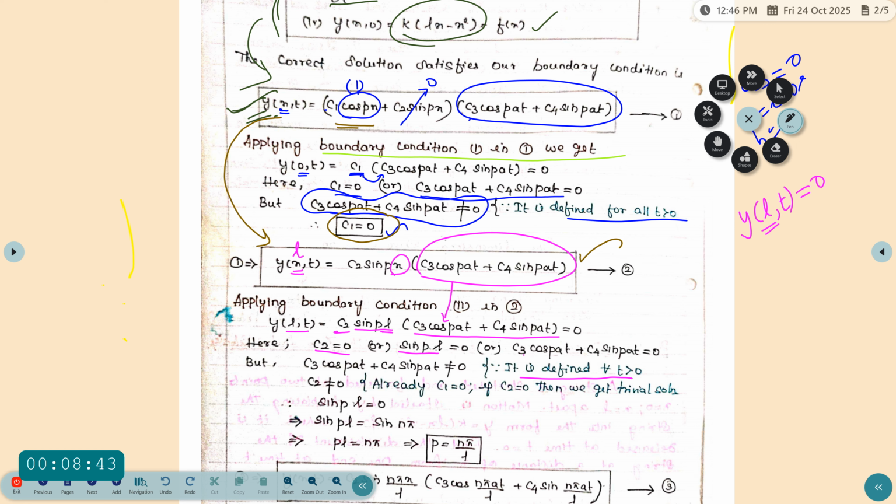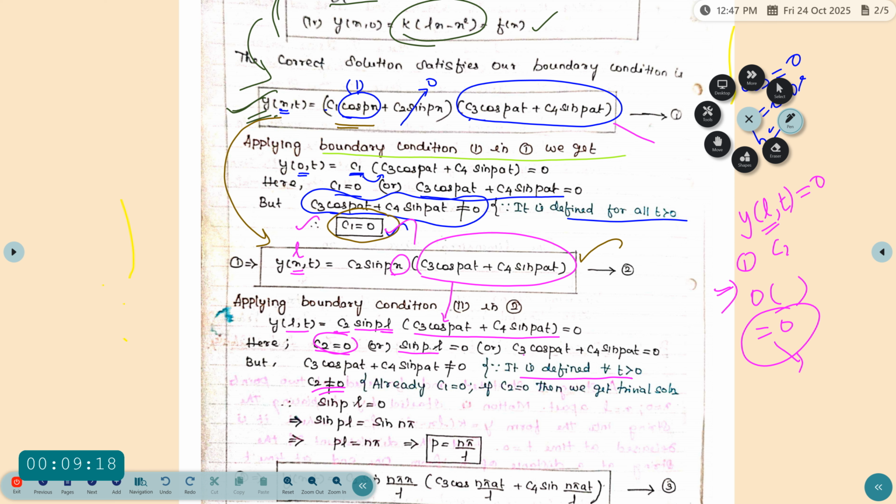But if C2 equal to 0, what can we get? Already we have C1 equal to 0. If C2 is also 0, there is no use because we get a trivial solution. See equation number 1. In equation number 1, if C1 and C2 are both 0, the first term is 0, and 0 into anything is 0, so we will get a trivial solution. So C2 is compulsorily not equal to 0. So, what is the only possibility? Sin PL equal to 0.